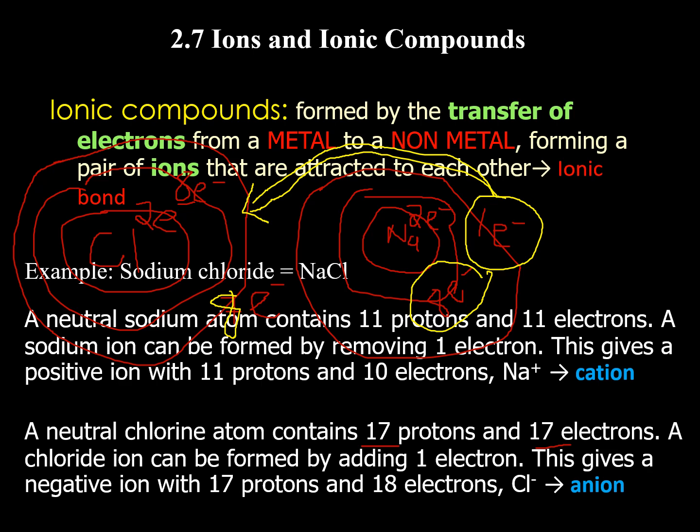So when the sodium gives up its electron, and now it has more protons than electrons, it is called a cation. And the chlorine, now that it has received 1 electron from the sodium, has more electrons than protons. It has 18 electrons and 17 protons. It has 18 negative charges and 17 positive charges. Therefore, overall, we have a -1 charge. And we call this an anion. So cation when you have a positive charge, and anion when you have a negative charge.